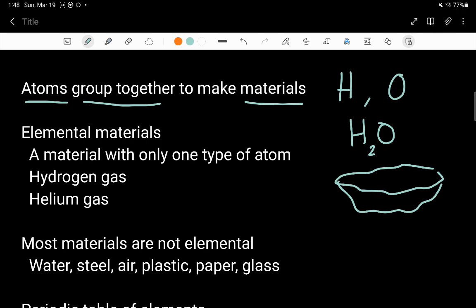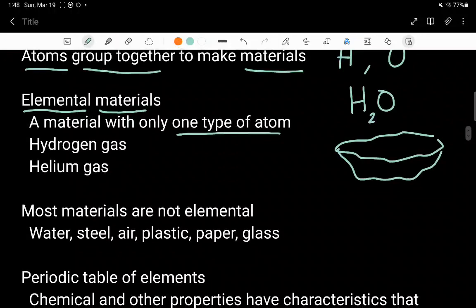Yeah, so these atoms, they group up and they make these materials, and the idea is the materials are made out of these atoms and nothing else. There is nothing else in there, just these atoms, right? There's a very special word called elemental, and elemental materials are materials with only one type of atom. For example, a collection of hydrogen gas.